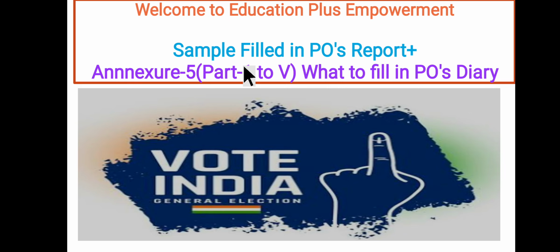the sample filled in POs report, which includes Annexures 5, Part 1 to Part 5, and what will be going into the POs diary. All the contents with sampled filled in information, we will be looking at each and everything for our convenience. So dear viewers, let's get started, and this is the part 1 of the PO's report, and the second part will be followed after this video.